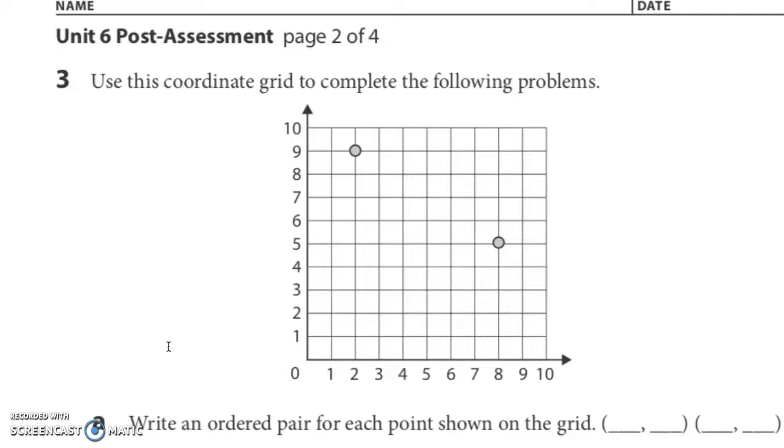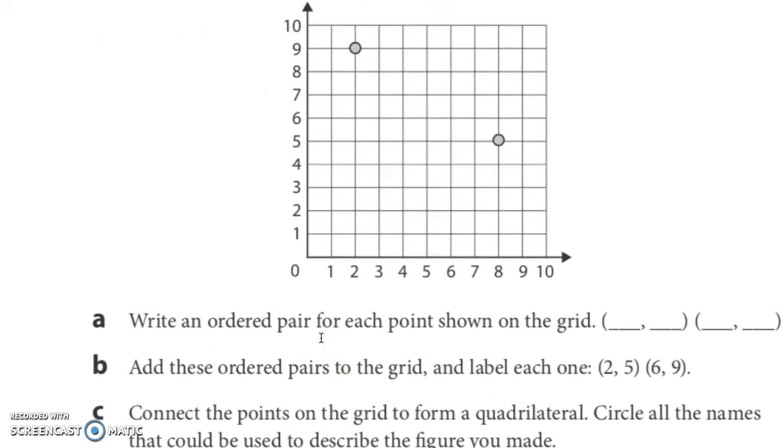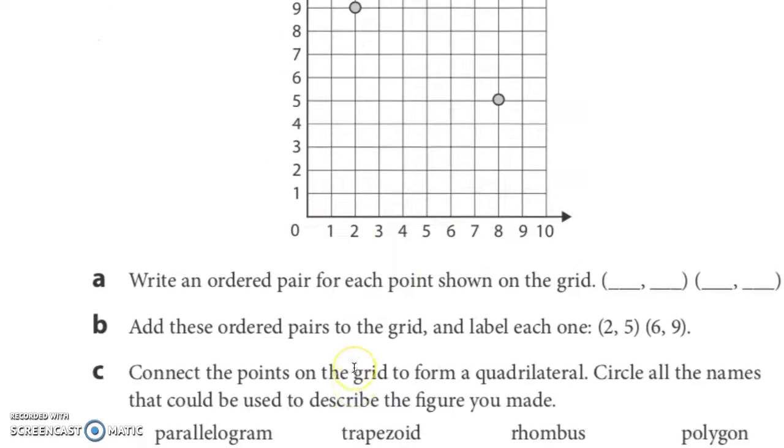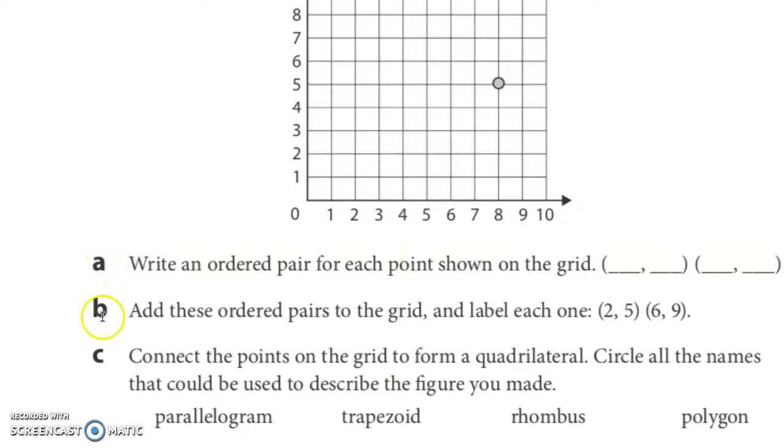On questions 3 through 9, you are working on coordinates. For number 3, you are going to use the coordinate grid to complete the following problems. This is your coordinate grid. Notice that there are already 2 plots on the grid. You are going to use this coordinate grid to answer these 3 questions. Make sure that you follow the directions and you do letter A, letter B, and letter C.